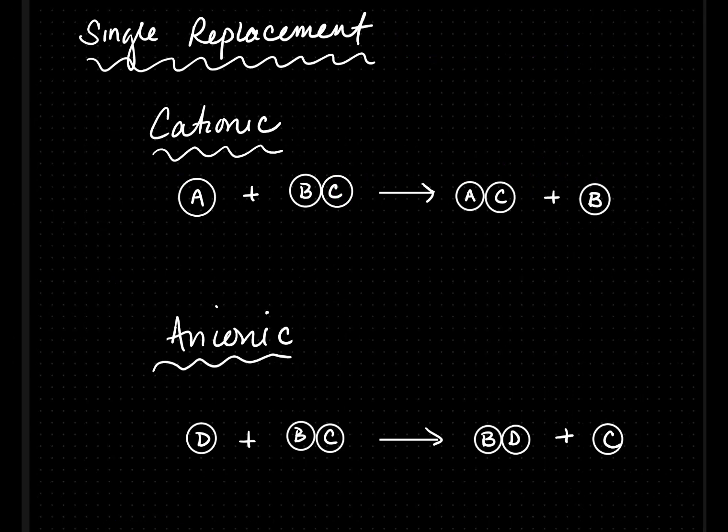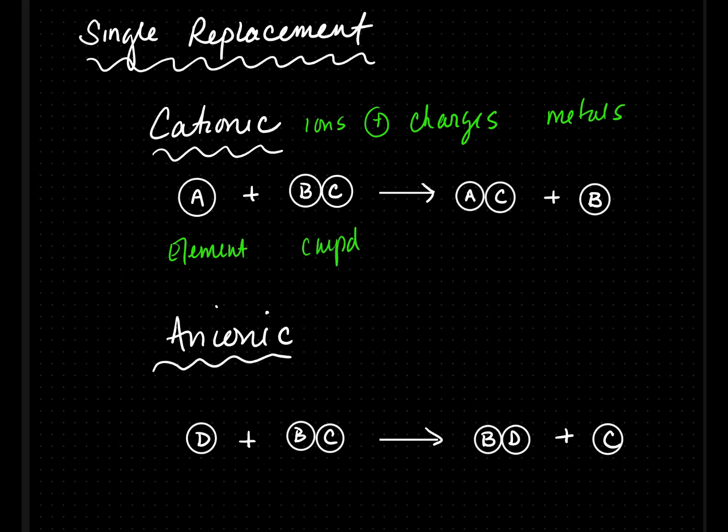Single replacement reactions, there are 2 types. Cationic. In the previous chapter, we learned cations are ions with positive charges. And the positive charges are metals. You'll have an element plus a compound that will produce a new compound and a new element. So element A replaces element B to combine with C to produce compound AC, and then B is left over.